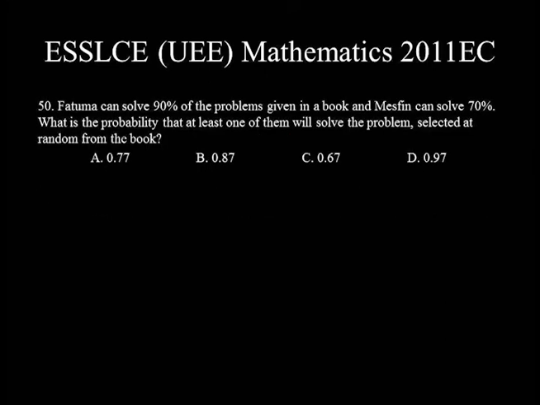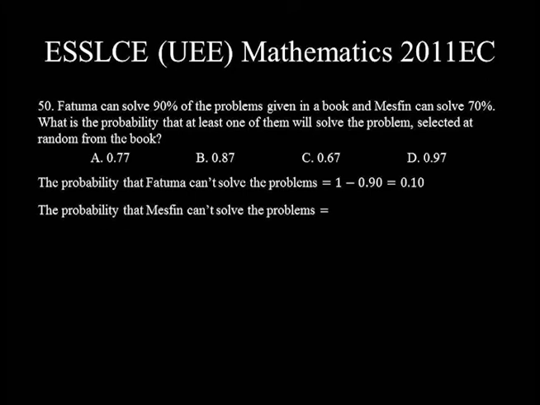Question number 50. Fatuma can solve 90% of the problems given in a book and Masfin can solve 70%. What is the probability that at least one of them will solve a problem selected at random from the book? The probability that at least one of them can solve is equal to 1 minus the probability that both of them can't solve. So let's determine the probability that both of them can't solve. The probability that Fatuma can't solve the problem is equal to 1 minus the probability that Fatuma can solve the problem, that's 0.9. 1 minus 0.9 is 0.1.